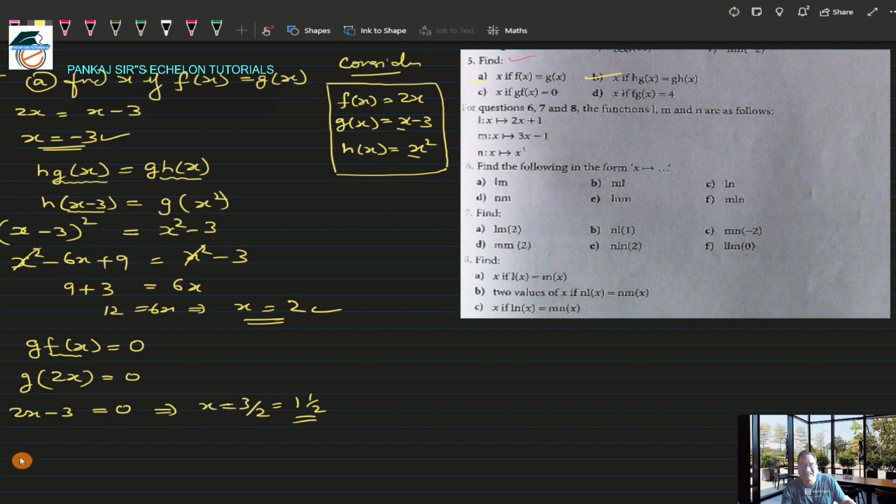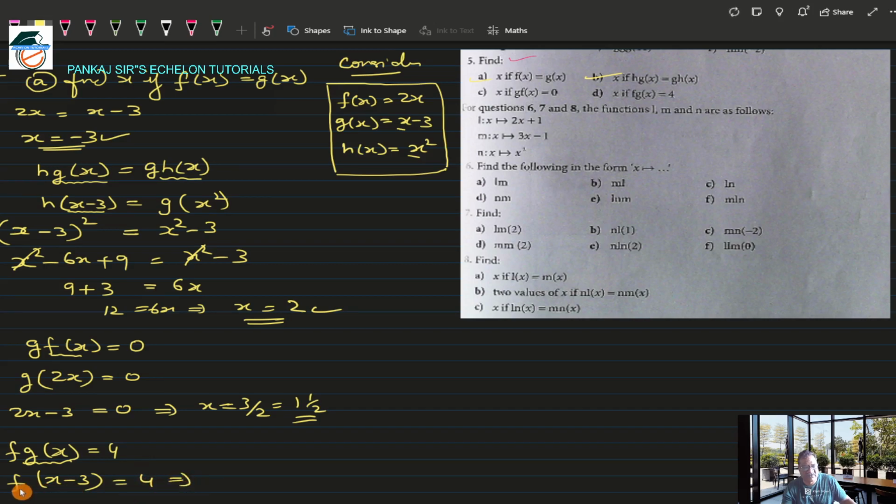Part D says find x if fg of x is equal to 4. Now the inside function is g of x, so I'll start with x minus 3. That is g of x. And I'll put an f in front of this. This is equal to 4.